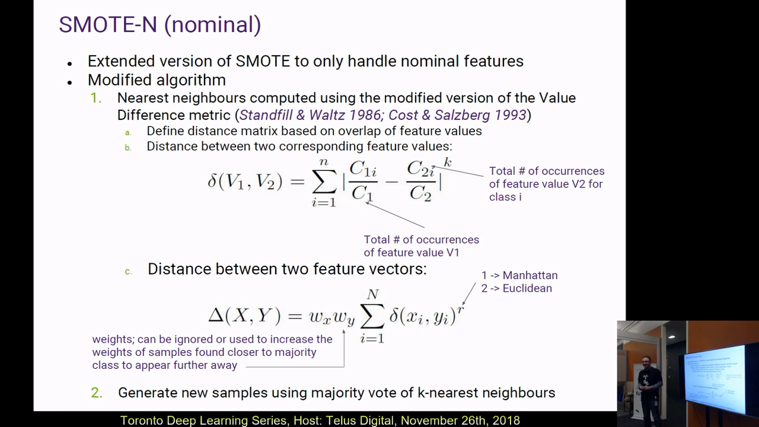So, isn't C1I one of the features of the feature vector? Yes, for class 1. Sorry, yes, for class I. Okay, that makes more sense. And C1 in the denominator is the total number of occurrences for all the classes. Correct. Total number of occurrences for a feature value for V1.